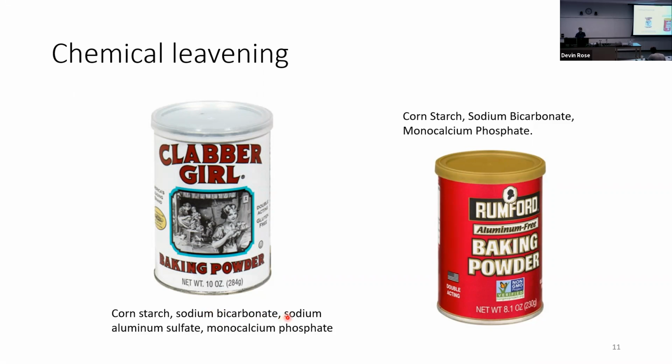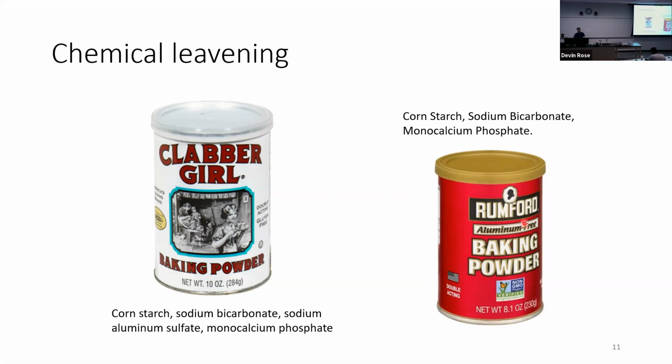And then we have sodium aluminum sulfate, which would be similar to the sodium aluminum phosphate that we saw in the previous slide. So that would be a slow acid. And then we have monocalcium phosphate, which we saw in the previous slide was a fast-acting acid. So we have here double-acting because we have a slow acid and a fast acid mixed together with that sodium bicarbonate.